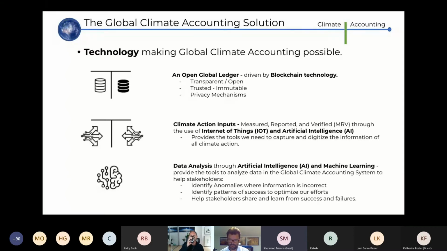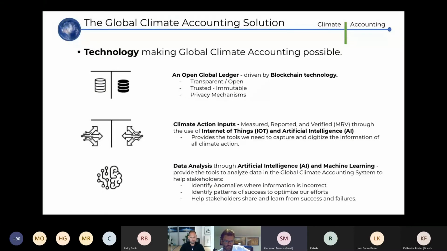The third piece is privacy mechanisms. Blockchain allows for different layers of privacy so that organizations can protect different aspects of what they're sharing and only share the information that's relevant to climate change. The reason that's important is because without that, organizations probably wouldn't be willing to share their information on the platform. So there are privacy mechanisms to make that a realistic proposition.